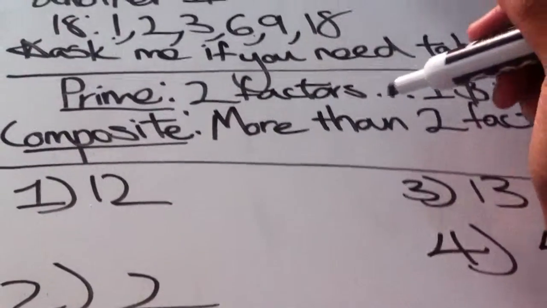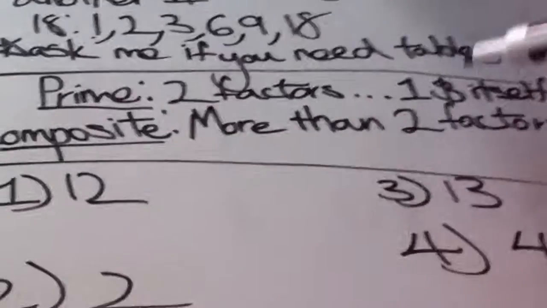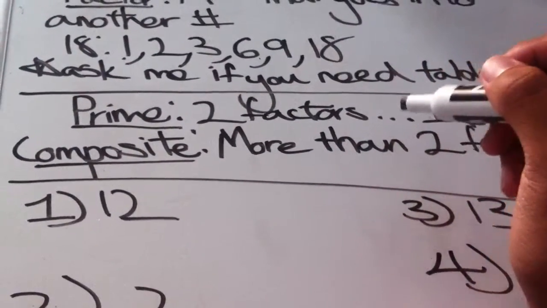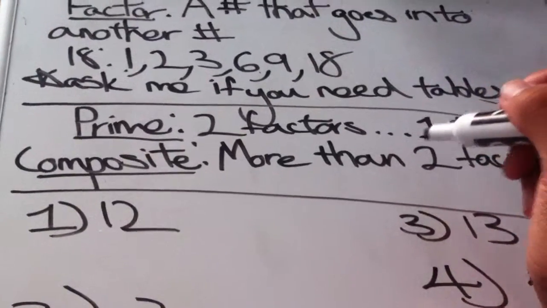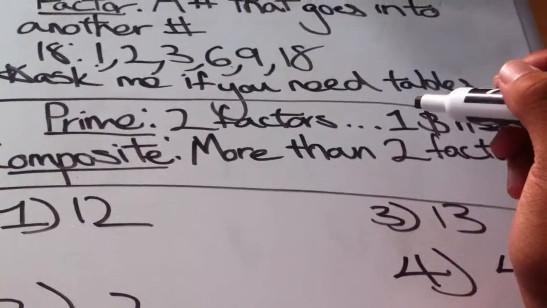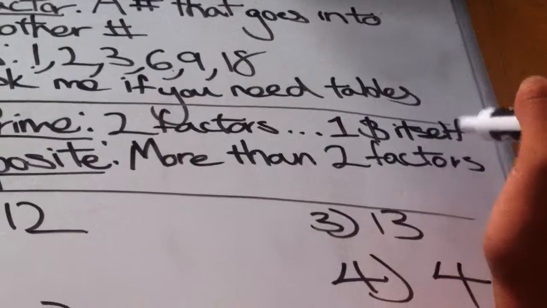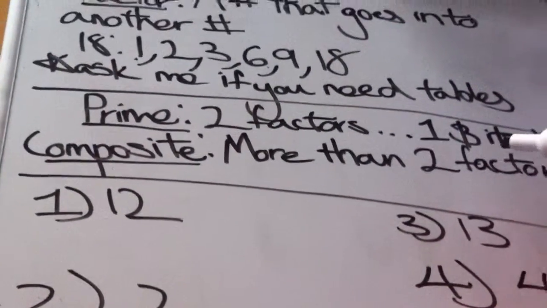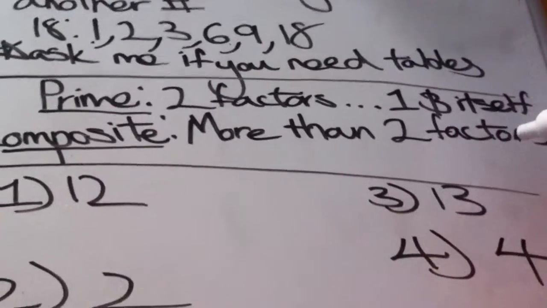So now let's look at prime and composite numbers. What is a prime number? Well, a prime number is a number that has only two factors, which basically means that a number only has two numbers that go into it, 1 and itself. A composite number is a number that has more than two factors.